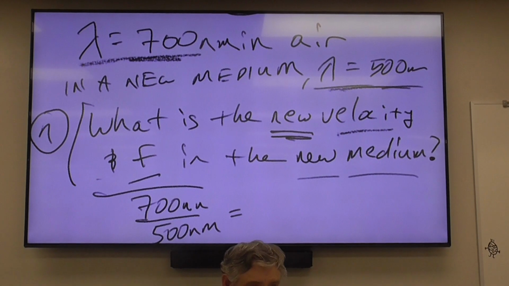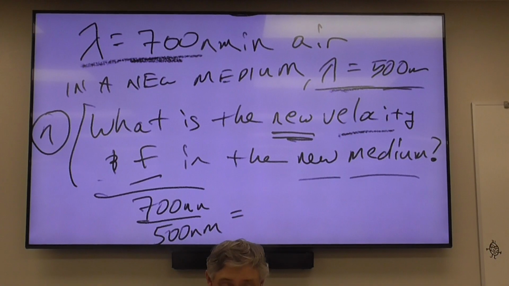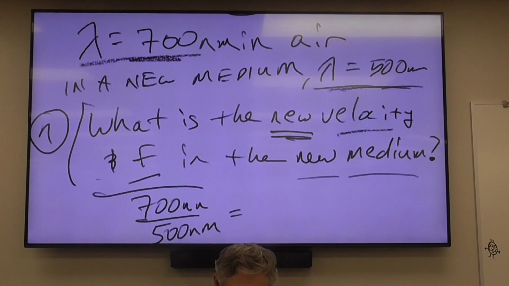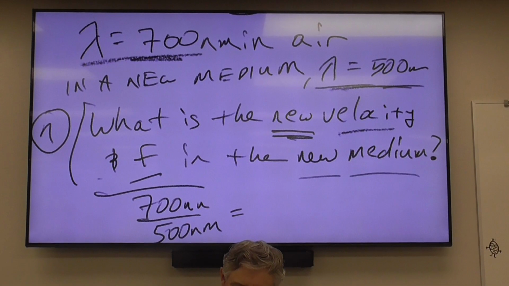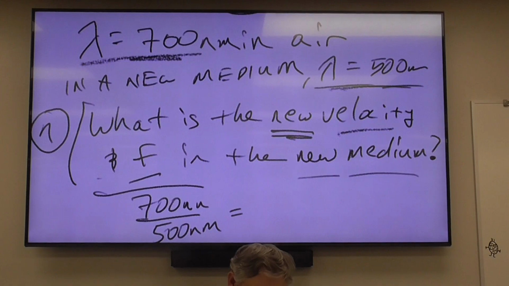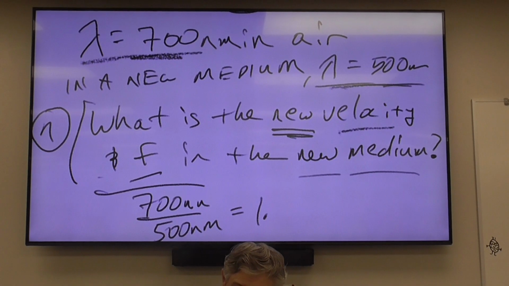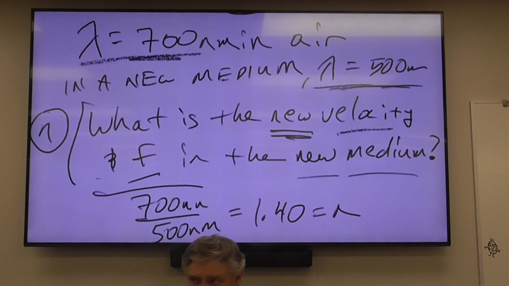So what does your index value have to be greater than? One. So don't do 500 over 700, that would be bad. Light would be going faster. So somebody takes 700 divided by 500, or 7 divided by 5. What'd you get? 1.4. Yeah, exactly. So there's my index of refraction.